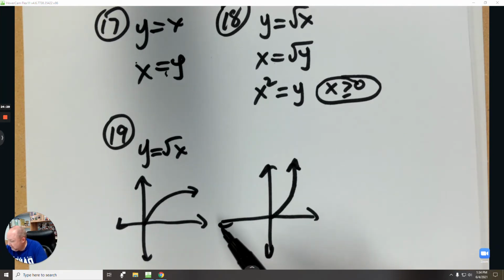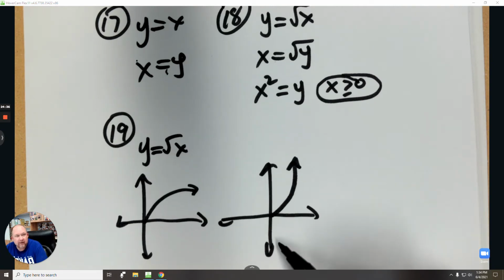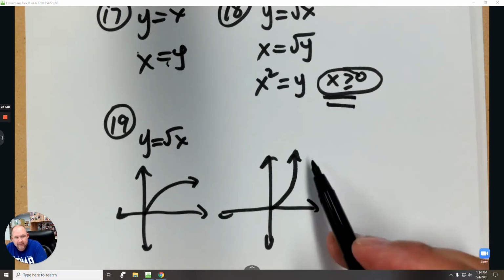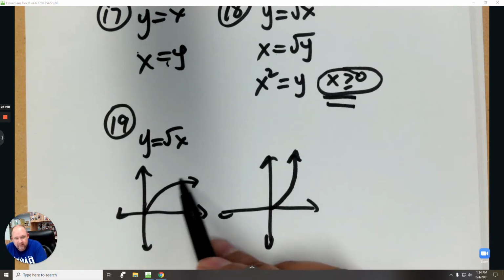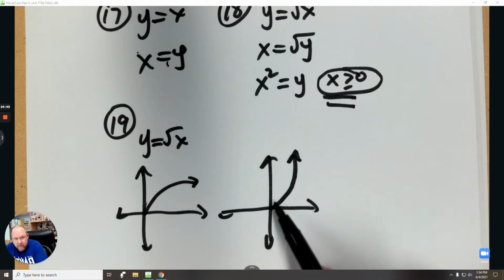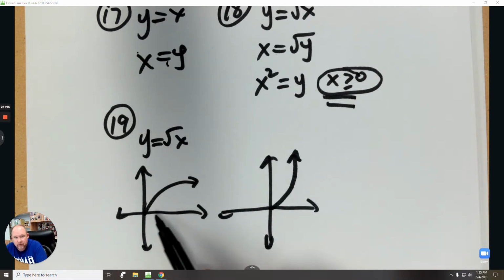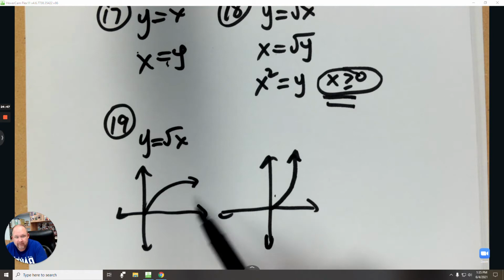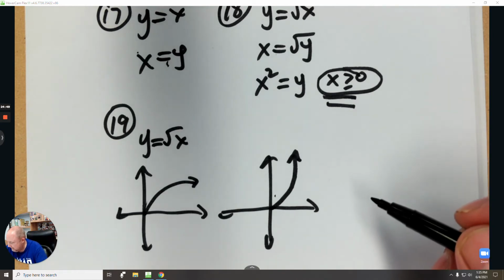Now, do they want you to draw it on the same graph? And it did include the domain restriction, right? So that was the idea, that it's only these x's and this. So it's not the full parabola. And when you draw both of them on the same graph, they reflect over the line y equals x.